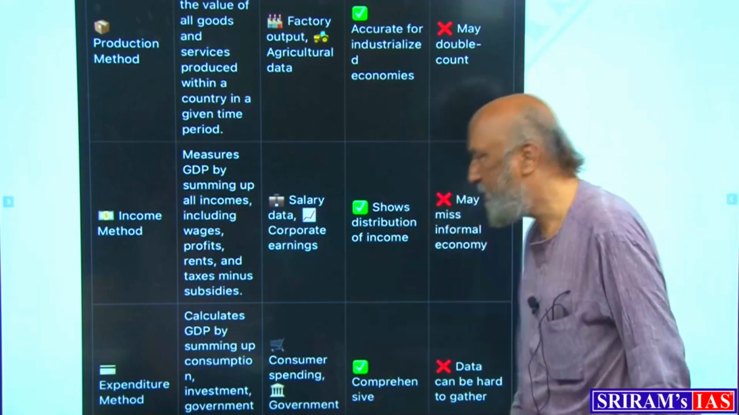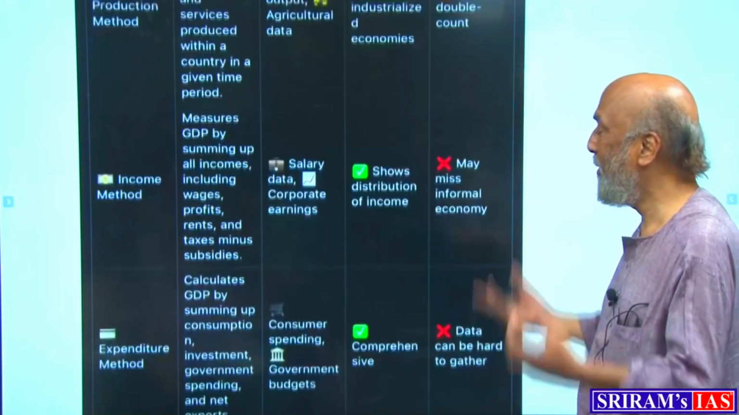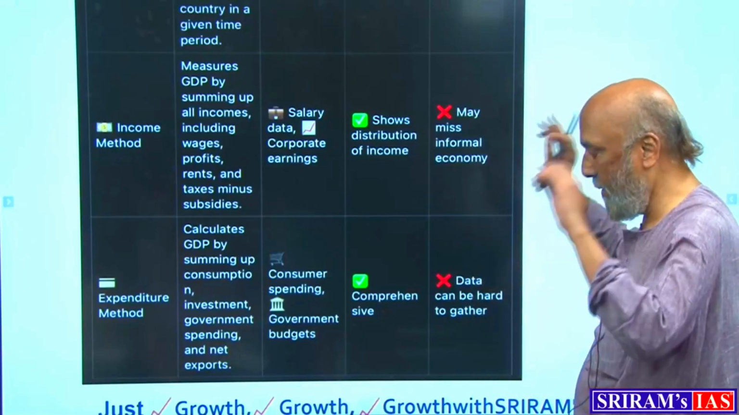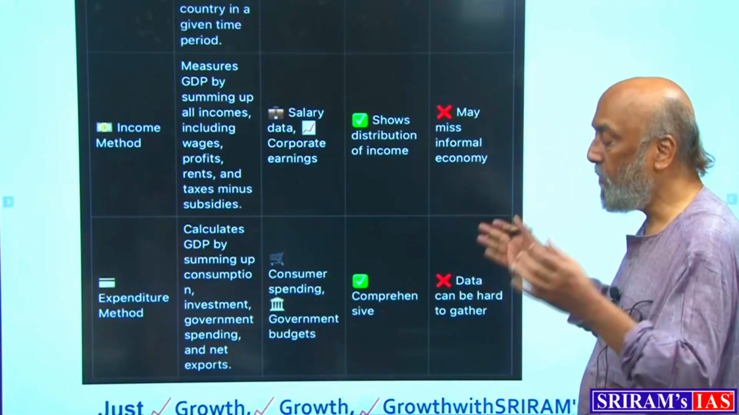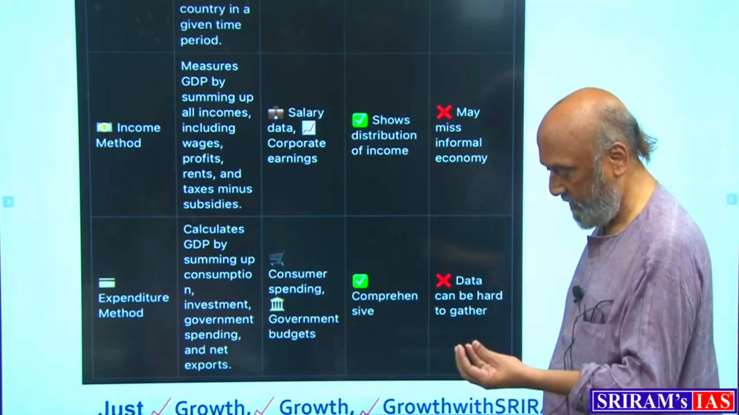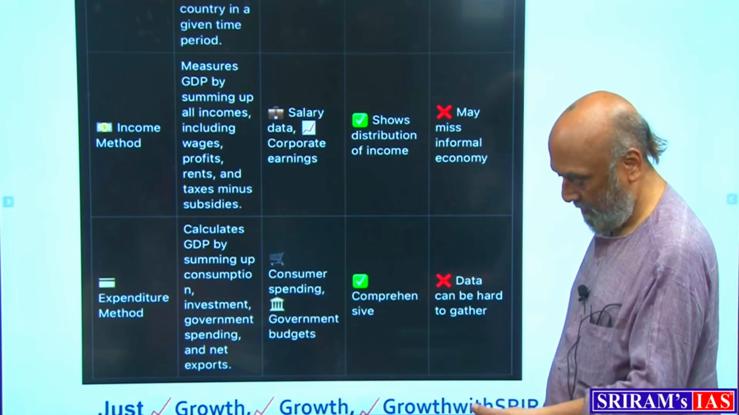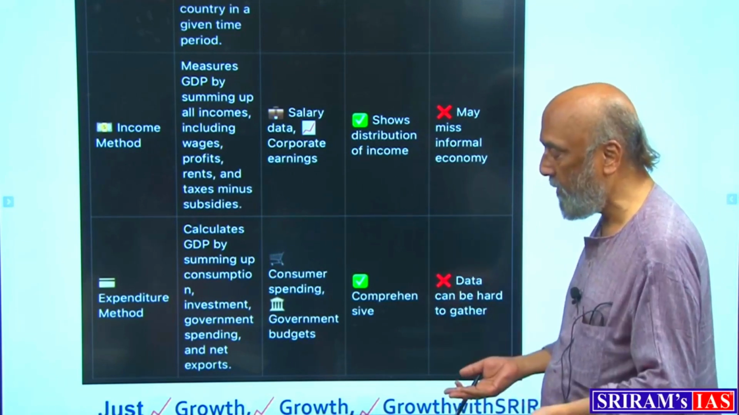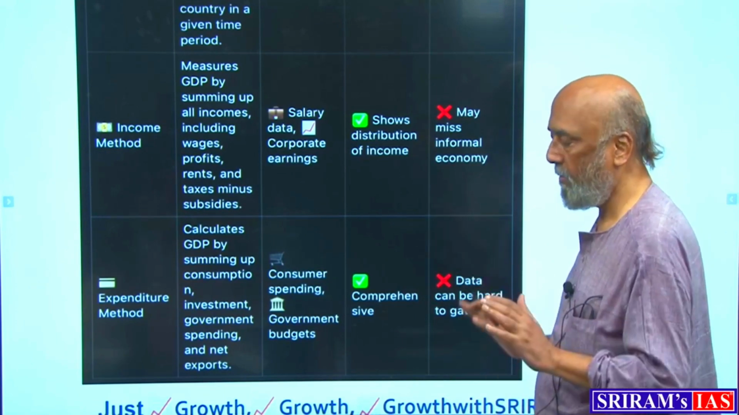And expenditure, whom will you ask? What will you ask? Data can be hard to gather. What will you ask people? 60% of the economy once again is consumption. A lot of that is informal. Who do you ask? What do you ask? What will they tell you? Data is very, very hard to gather.